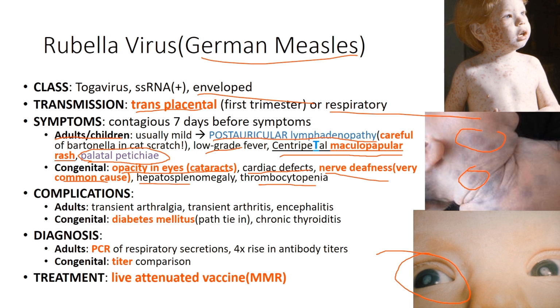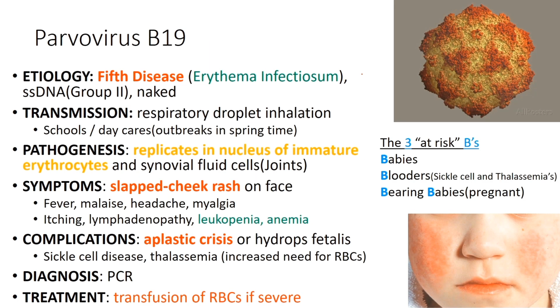Complications: arthralgias, arthritis, encephalitis, congenital. This could be a path tie-in when you get to endocrine if you haven't done it already, but this is something that hooks into diabetes mellitus. So if you have that slide for diabetes, definitely mention that rubella is a common viral etiology for diabetes. And also you can have thyroiditis, such as autoimmune thyroiditis. Diagnosis, PCR, it's a virus. You can also look for antibodies, that's common as well. And you need to do a titer comparison if it's congenital. Remember, MMR covers this, measles, mumps, and rubella. And this is your rubella or German measles.